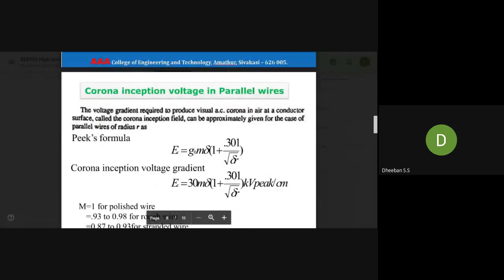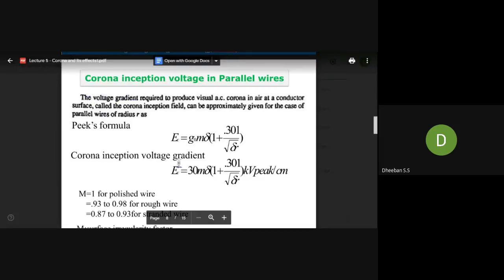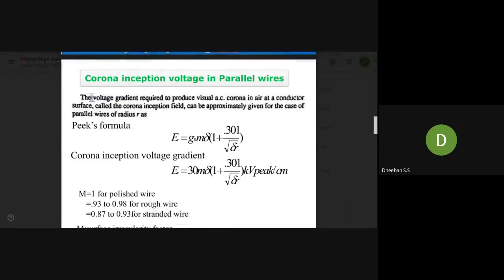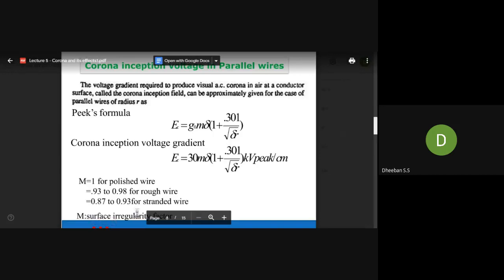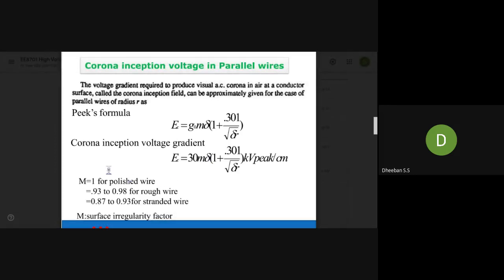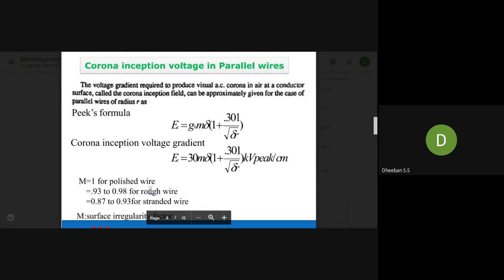Next is the corona inception voltage in parallel wire. Here they have given the formula, the same formula given in your T&D book. You just refer to that, I won't be covering each and everything. Here they have given the formula for your voltage gradient, so EC is nothing but your voltage gradient. M is the irregularity factor, which depends upon your wire surface. If your wire is a polished wire, you can take this M value as 1. If it is a rough wire, you can take it as 0.93 to 0.98. Similar to that, there are variations.